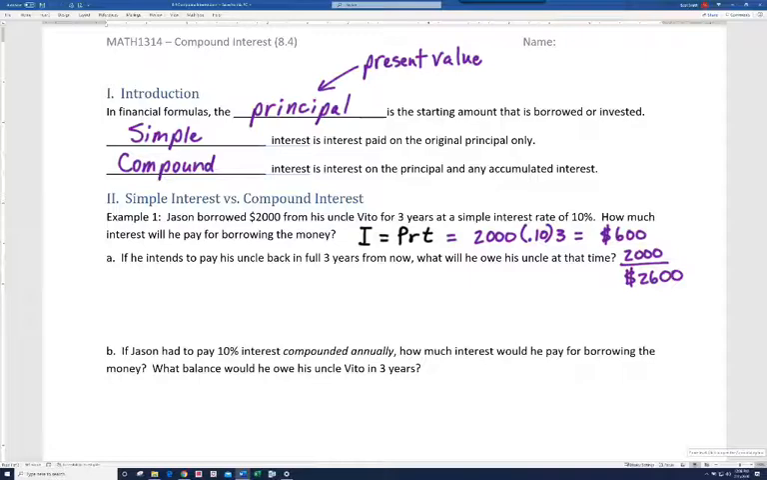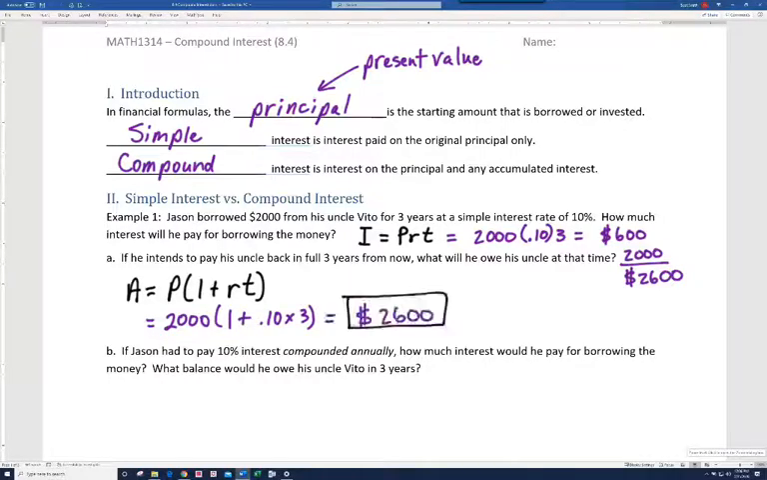Now, you may recall we have a formula for this. It's actually called the future value formula when we're working with simple interest. So it's this one here. And so if you plug in, remember A stands for the future value, and again P is the present value, which in this case is $2,000. So let's plug in our numbers, and when you multiply this out, you also get $2,600. And I'm just showing you this as an alternate way you can find the same answer.